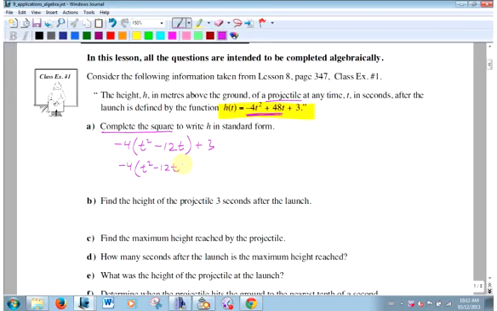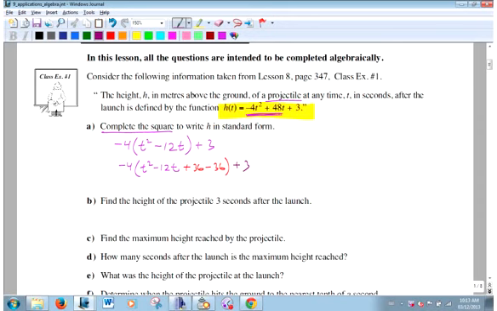What do I have to do now? What's half of 12? 6. Square it, add it, and subtract it. And I still have plus 3. All of that's in the brackets. Is this the same thing as this, Jake? Yeah, because I just added 0, right? Plus 36 minus 36. I didn't change it. Is this the same as this?